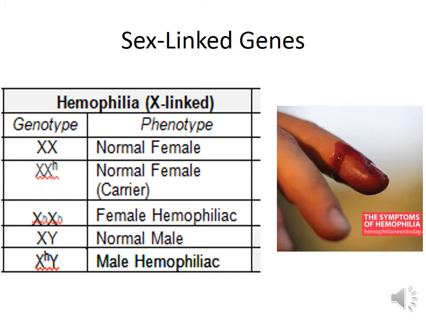Now, tignan natin naman yung genotype for males. X and Y, normal yan. Pero, kung magkaroon ng H yung kanyang X, hemophiliac na siya. Napansin nyo? Dahil iisang X lang ang male, at pag nakuha niya yung H na yun, hemophiliac na siya agad-agad. For the female, we still have a chance. Kung isa lang yung H namin, normal pa rin. Pero once na magkaroon ng dalawa, that's the time na magiging hemophiliac.